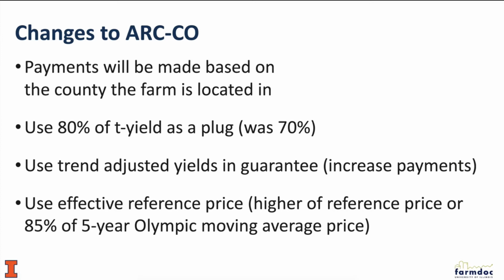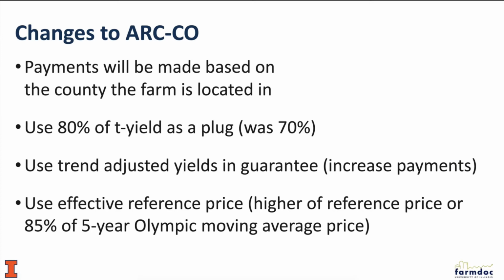What we have are some potential improvements to the yield side. So, for example, any year in which that county average yield fell below 80% of the transition yield used for crop insurance, we plug that in, right? So you're improving that yield number.